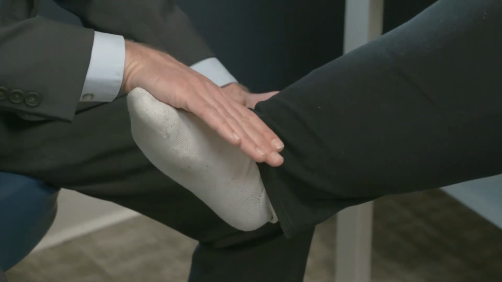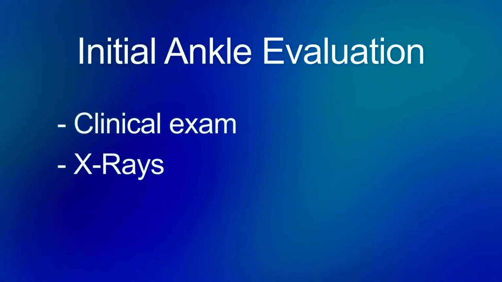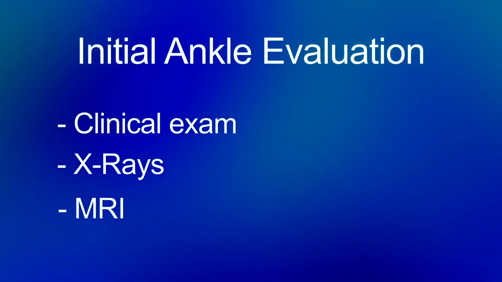Because they occur after all types of ankle injuries, almost everyone is at risk for developing an osteochondral lesion of the talus. But they are more prevalent in the active population or those more prone to ankle injuries. The initial workup and evaluation involves a clinical exam, x-rays, and often an MRI.